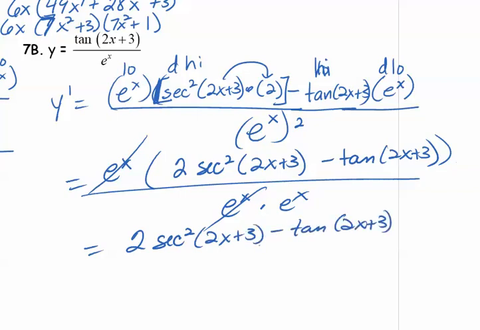So I hope you could tell which of each problem required the chain rule and which one did not. But I think we're all set there. That's the end of it.